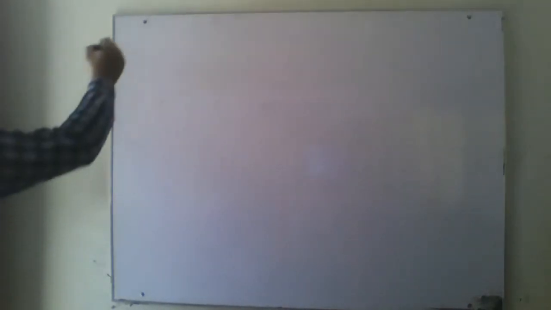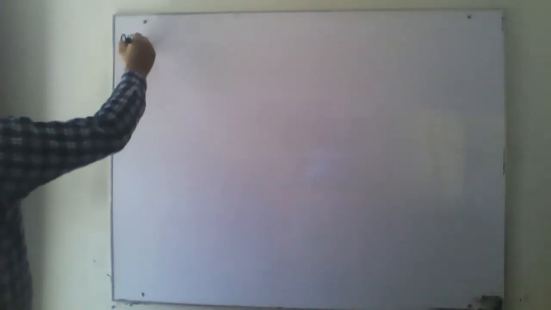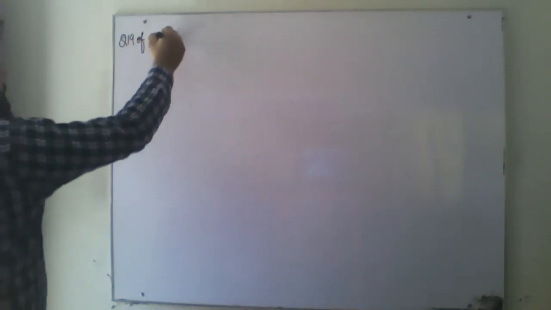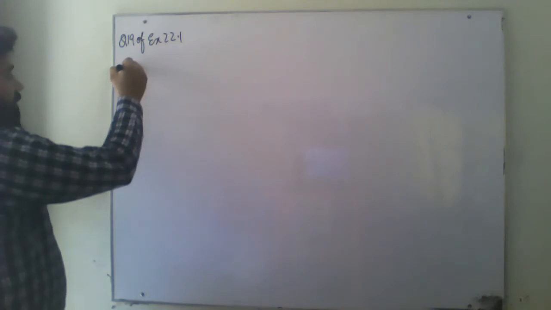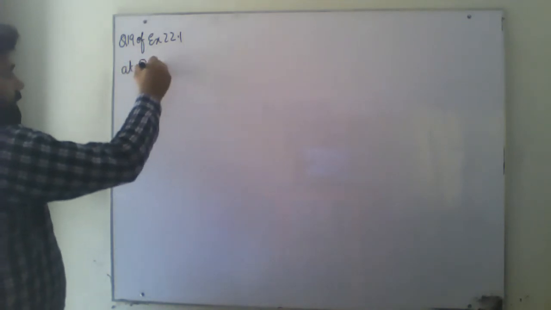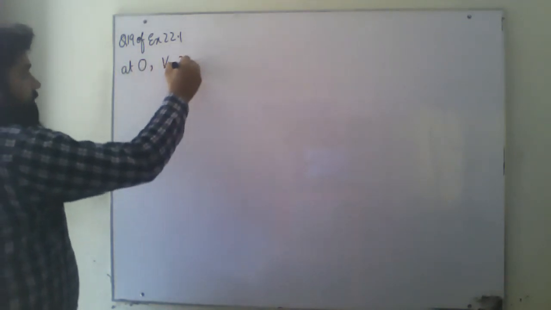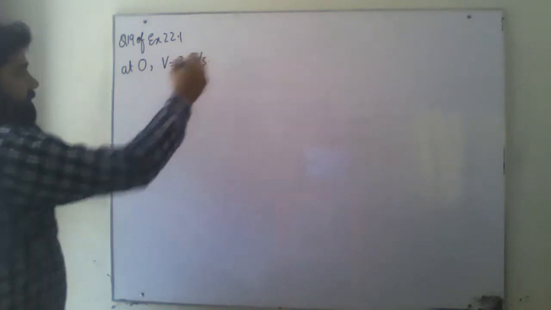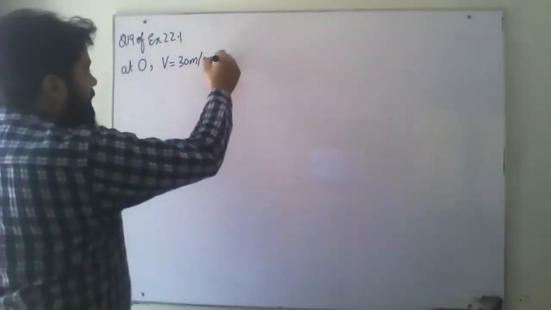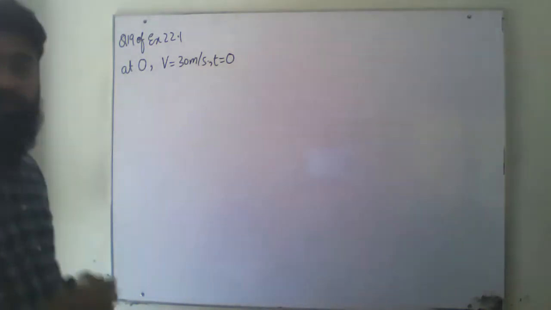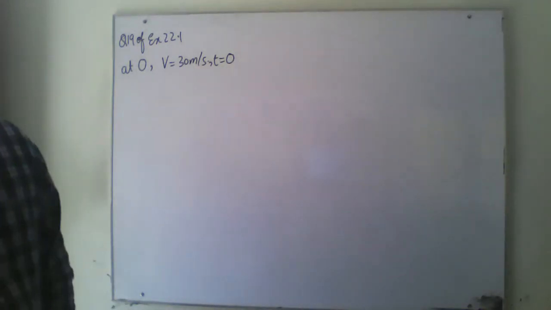Question number 19 of exercise 22.1. The question says that a particle is moving and it is passing from O with a velocity of 30 meter per second. Okay, the velocity of the particle is 30 meter per second. It means that we are talking about that at t equals to 0, the velocity is 30 meter per second.